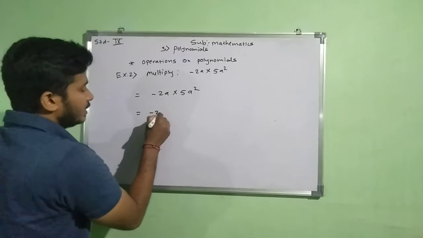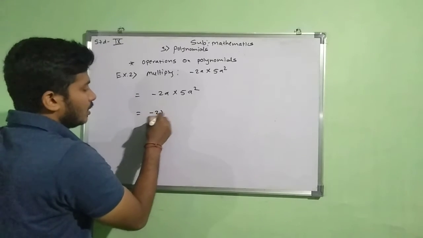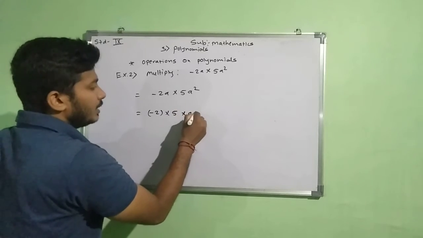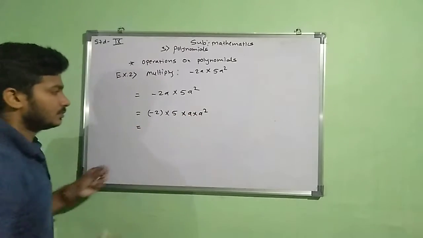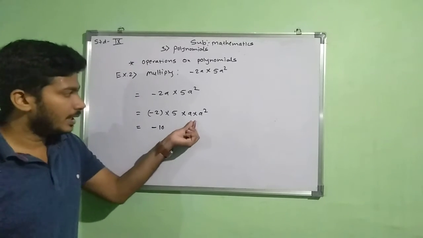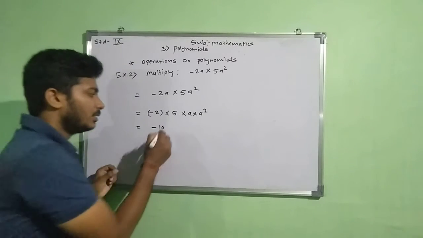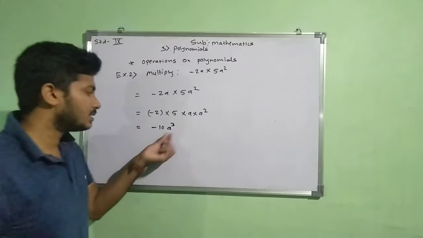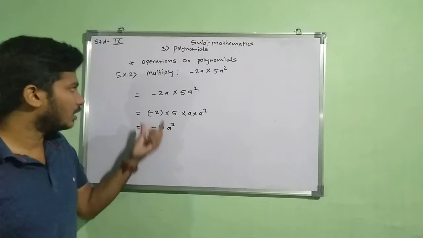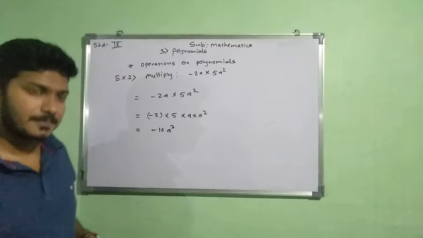So multiplication of minus 2 and 5 into a square, that we have to do. Now minus 2 into 5 will be minus 10. A into a square will become a cube, that means 3 times a. A into a square will become a cube. This is how we have to do multiplication.